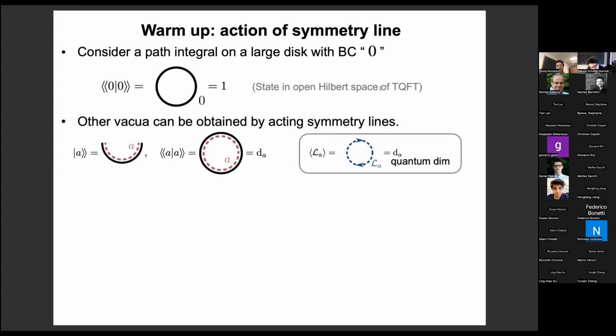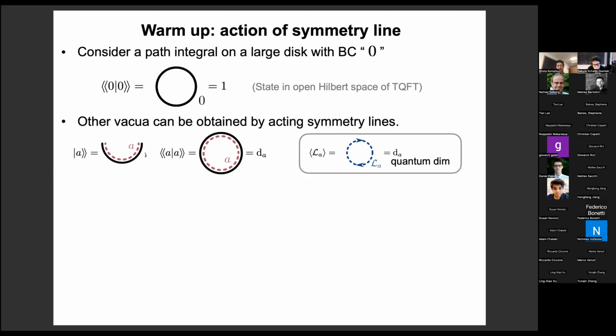So this just sets the normalization. In more TQFT language, I'm basically talking about the state in open Hilbert space with specified boundary condition. And as I said, because the vacua are in one-to-one correspondence in the flows that we analyzed, you can get other vacua by acting with symmetry lines. So if you want to get a vacuum A, you start from this half circle, which defines the state, and then act with a symmetry line like this.